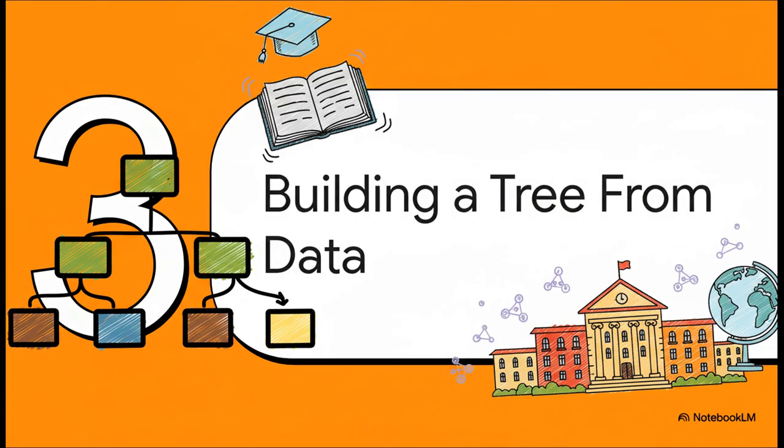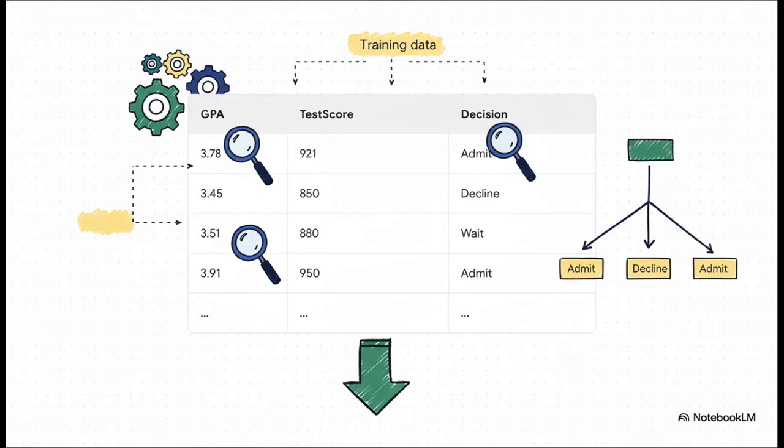Theory's great, but let's get our hands dirty and actually build one of these things using our university example. Okay, so first things first, we need some training data. Imagine this table of past applicants. We've got their GPA, their test score, and this is the most important part, the final decision that was made. And that decision column, that's the holy grail. That's the answer key our machine is going to learn from.